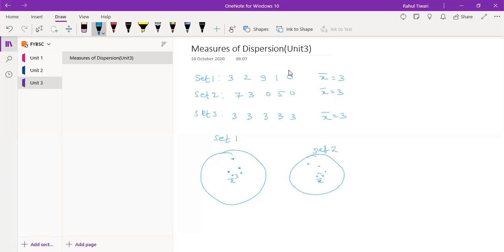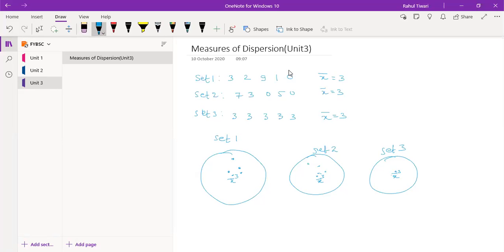Which is 3. Similarly, if I look at set 3, I will find that my x bar is 3 and all observations are also 3. Are you getting the point? So basically, in this data set, there will be only one point. That means the deviation between this and this is 0.